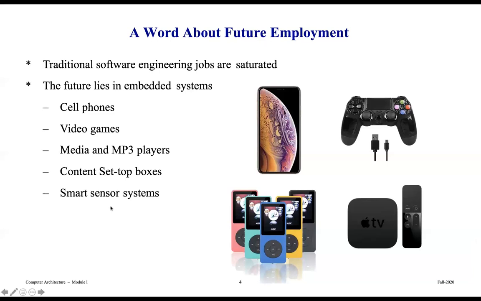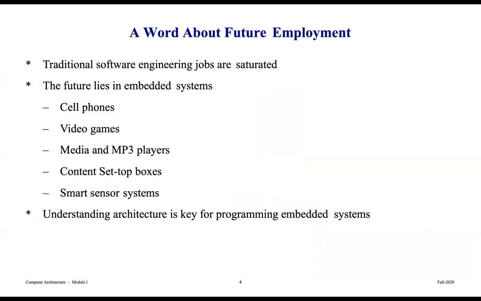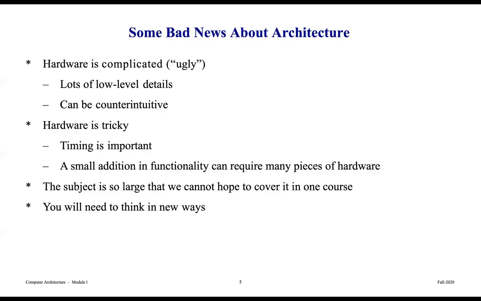And there could also be smart sensor systems, whether it be that you have a front doorbell that has a video camera, and there are some very smart systems that are doing things in that area. So these are examples of how things are changing as we move forward. So understanding architecture is key for programming embedded systems. And so that just gives you another example of why this is important.